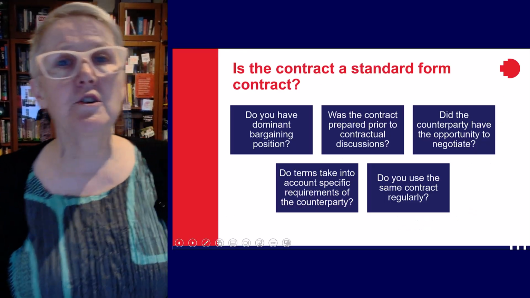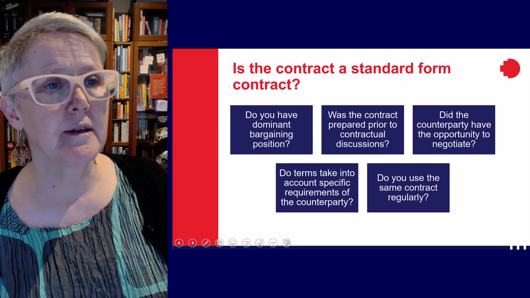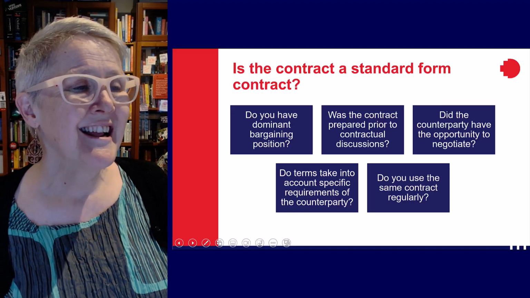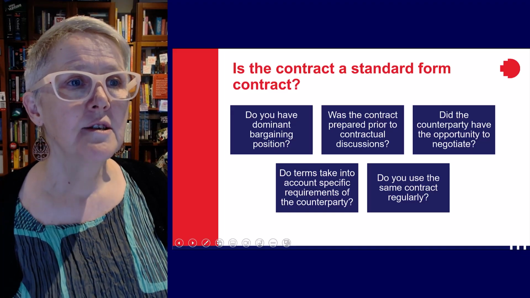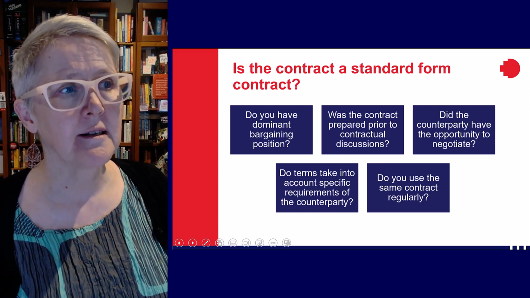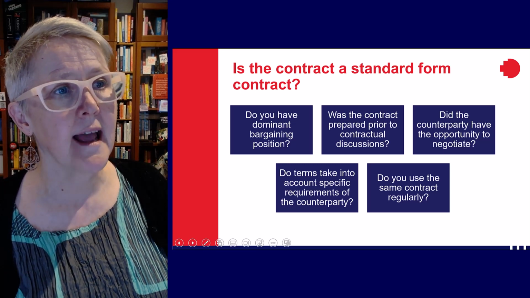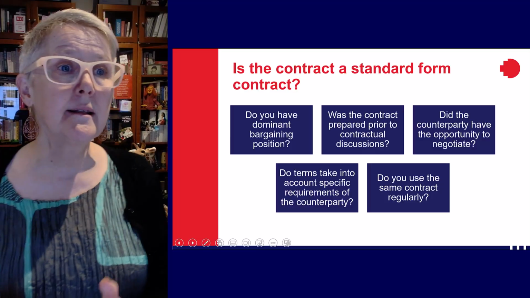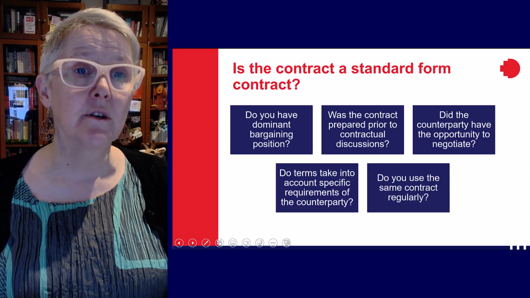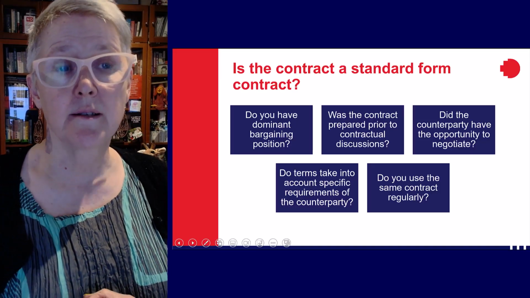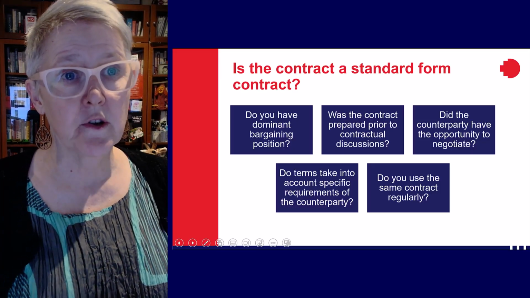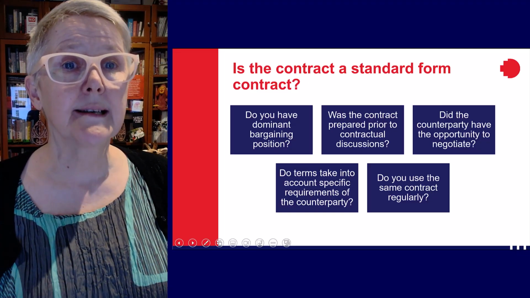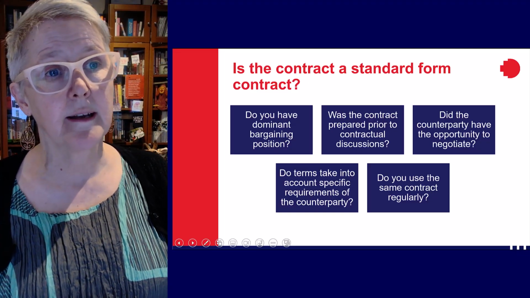So the first question you have to ask, before we worry about whether a term is unfair or not, is does it actually apply? So the first question we need to ask ourselves is: is the contract a standard form contract? So contracts that are prepared by one party that contain a standard set of terms that the counterparty, so the customer, in most circumstances it'll be a customer, but not all, has little or no opportunity to negotiate.